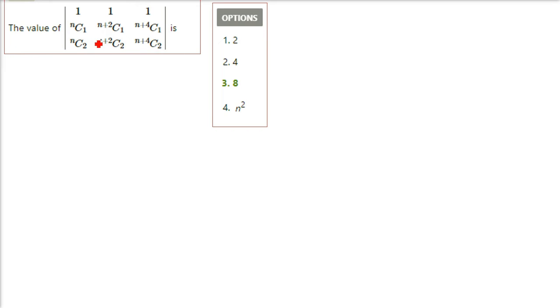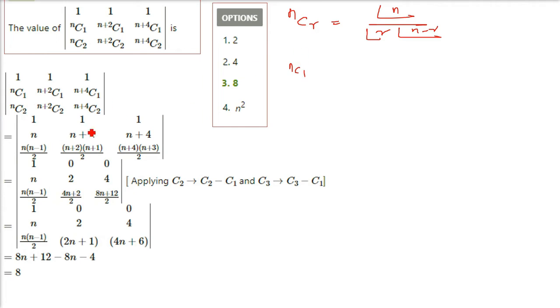Now in this question, first, what is nCr? What does it mean? nCr has come from the binomial. It will be factorial n divided by factorial r, factorial n minus r. So nC1, what do you get for nC1? You get factorial n divided by factorial 1, factorial n minus 1.